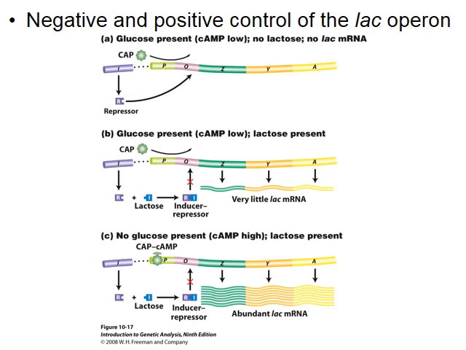So the first scenario is that glucose is present and no lactose. So in this scenario, the lac repressor protein will bind to the operator, right? And the CAP protein will not bind to the activator binding site. So this is the scenario where we would expect to see the lowest levels of expression, right? We are being repressed and we are not being activated. There will still be some basal level of expression because it is a leaky promoter, but we would expect the lowest levels of expression to be in scenario A.